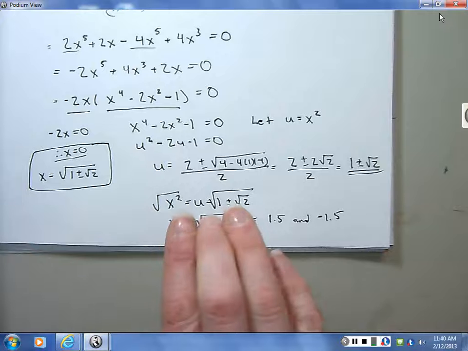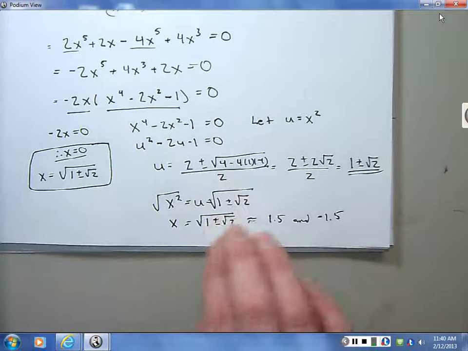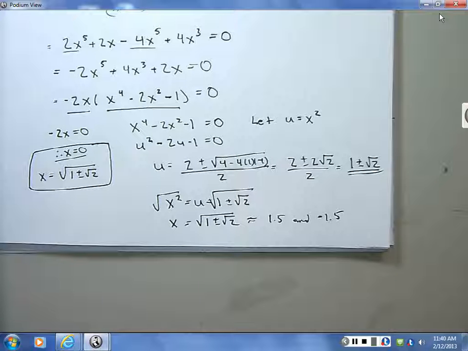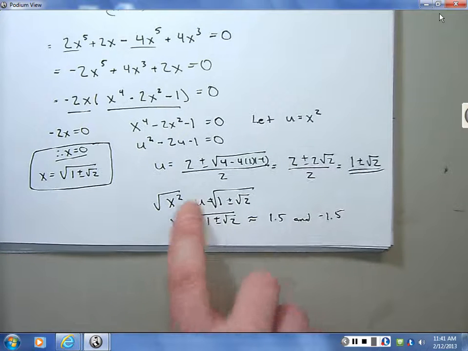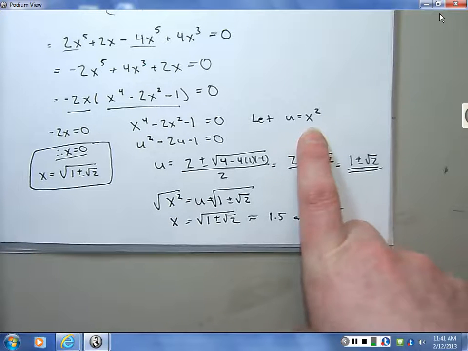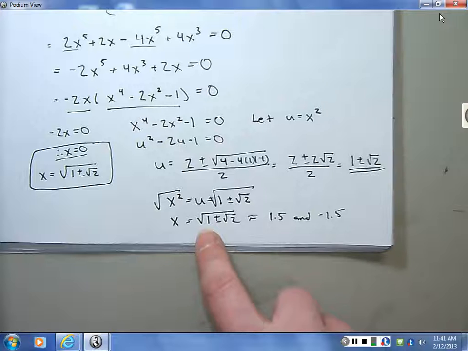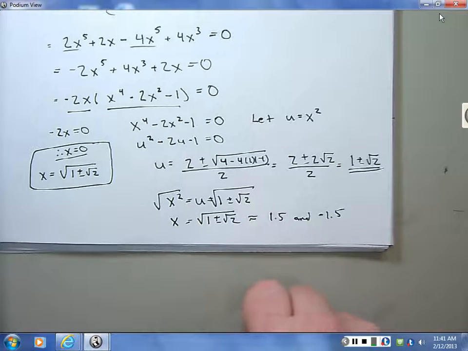You guys are just maybe a little shaky on this part. How did you get the x equals the square root of 1 plus? So I know u equals this. This is what u is, and u is x squared. So if I take the square root of both sides, I get x. So the square root would be the square root of 1 plus or minus the square root of 2.